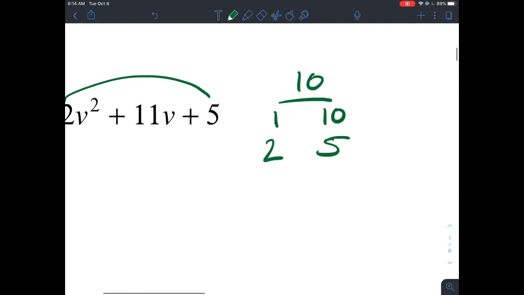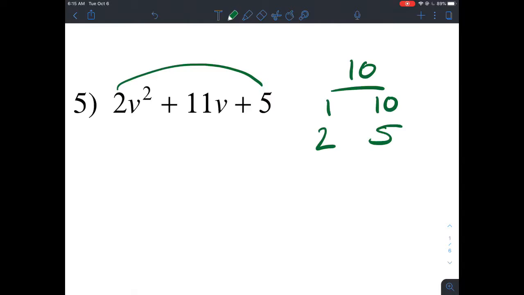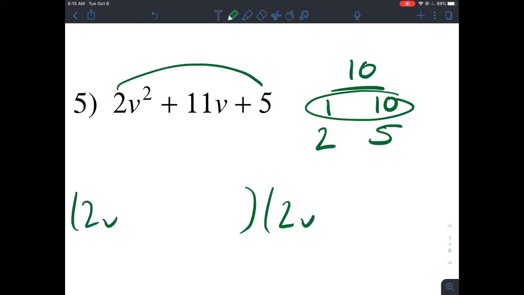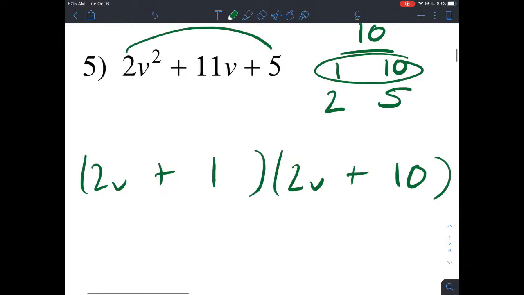I'm going to write out the factors of 10. I get 10 and 1, 2 and 5. All right? So now we have to figure out which ones add up to 11. Let me write out my binomials here. Sorry. So which ones are going to add up to 11? We got 1 and 10. So we're going to do plus 1, plus 10. And notice how I wrote 2v in both of these spots.